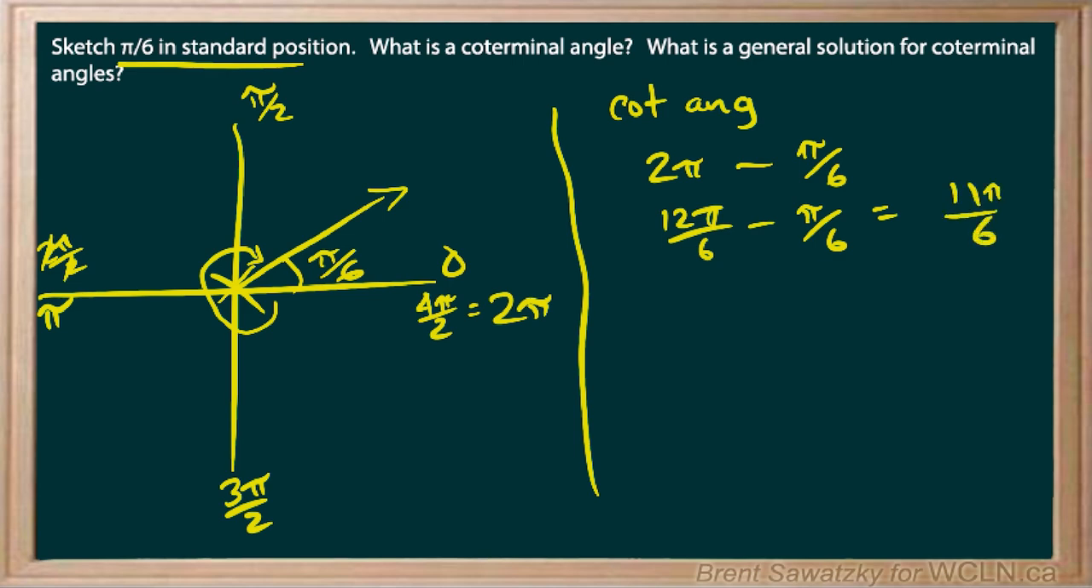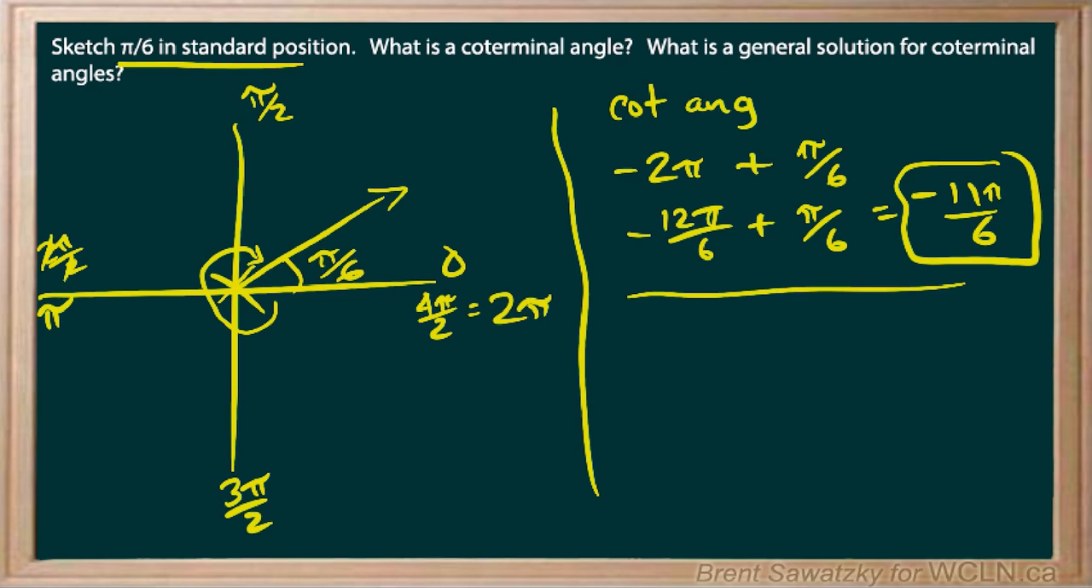And because we were heading in the negative direction, let's make sure that we show our coterminal angle as negative. And in fact, it'd be even more accurate if we wrote it like that, to show that we were going negative 2 pi, and then we added the pi over 6. And that's perfectly consistent, so it's a better solution that way. All right, let's go to the general solution.